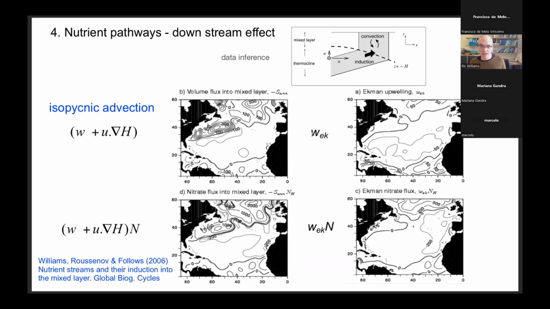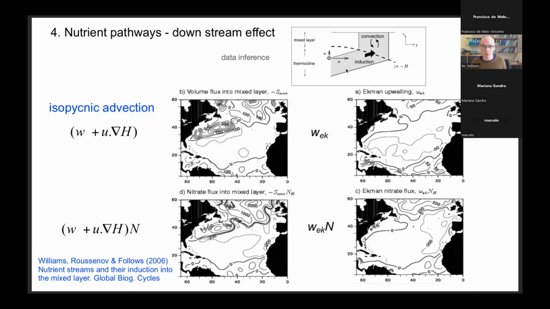If you just focus on the vertical transfer, and this is the prevailing view in most textbooks and most studies, then your vertical exchanges would be primarily set by the wind stress curl and the Ekman pumping or upwelling, and the vertical transfer of nitrate would be set by the Ekman upwelling times the nitrate concentration. If you work out this transfer, it's much, much weaker. It's at least a quarter of the size of this nitrate flux into the mixed layer.